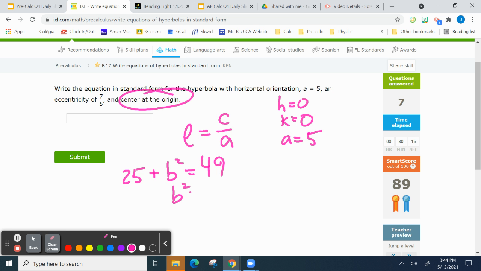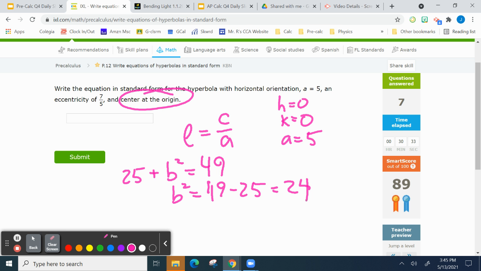So b squared equals 49 minus 25, which is what, 25, 35, 45. So that's going to be 24, right? So b squared equals 24.